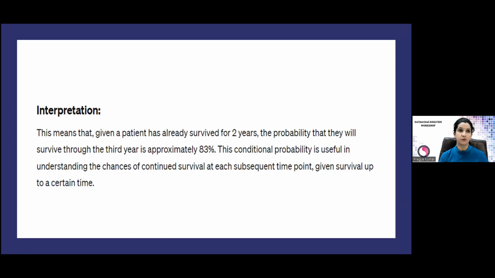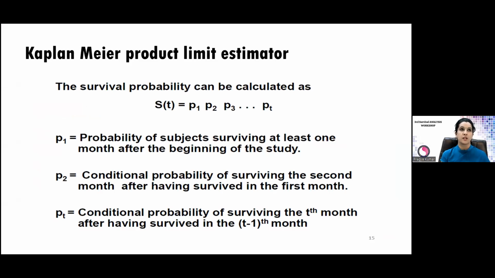So this is useful in understanding the chances of continued survival at each subsequent time point, given the survival up to a certain time. So what is this Kaplan-Meier? This is again one of the methods of analyzing the survival data. It is also known as the product limit estimator, because it is the product of the conditional probability.